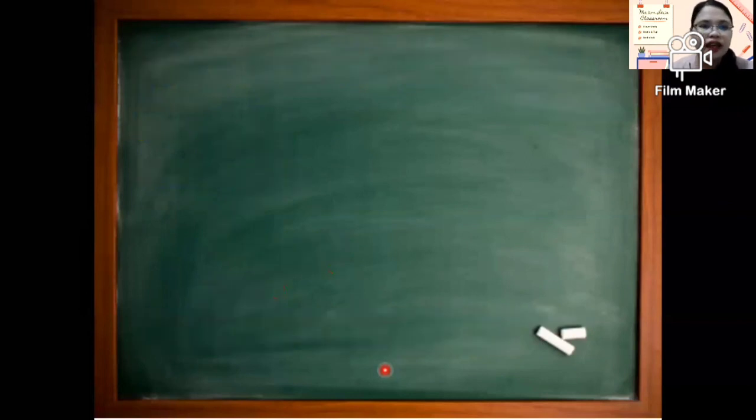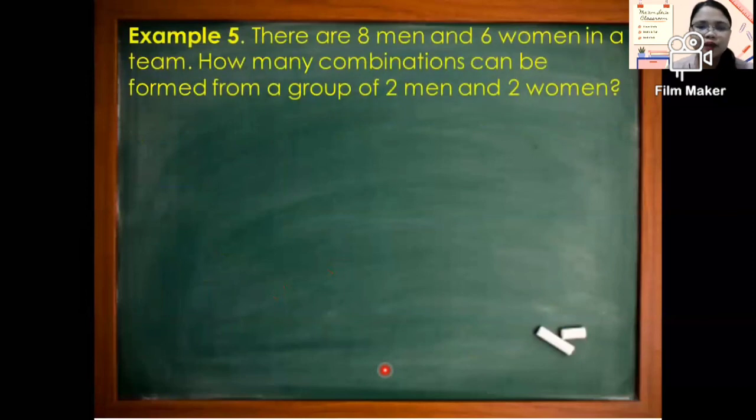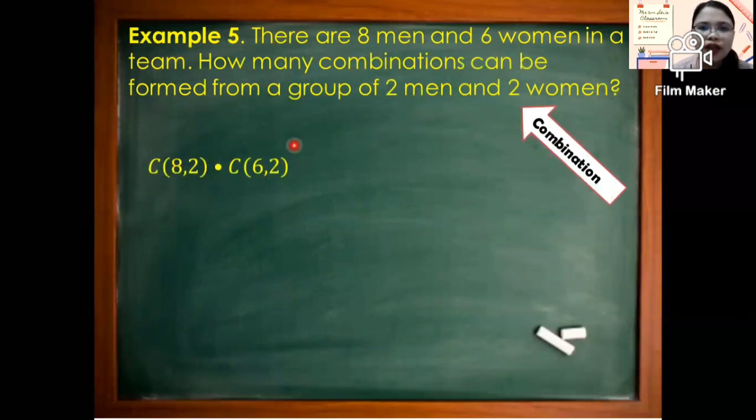Okay? And let's have this one. Example number 5, there are 8 men and 6 women in a team. How many combinations can be formed from a group of 2 men and 2 women? So again, for this one, meron na tayong word na how many combinations. Automatic, this one is an example of combination. So ang gagawin daw natin, sabi dito, how many combinations can be formed from a group of 2 men and 2 women.